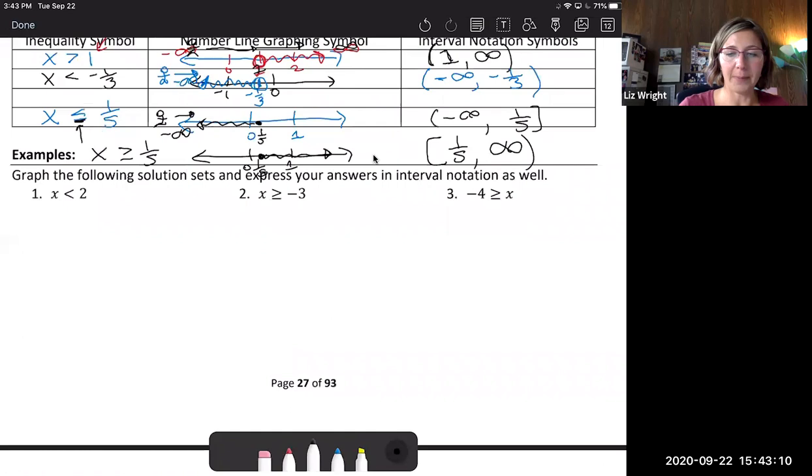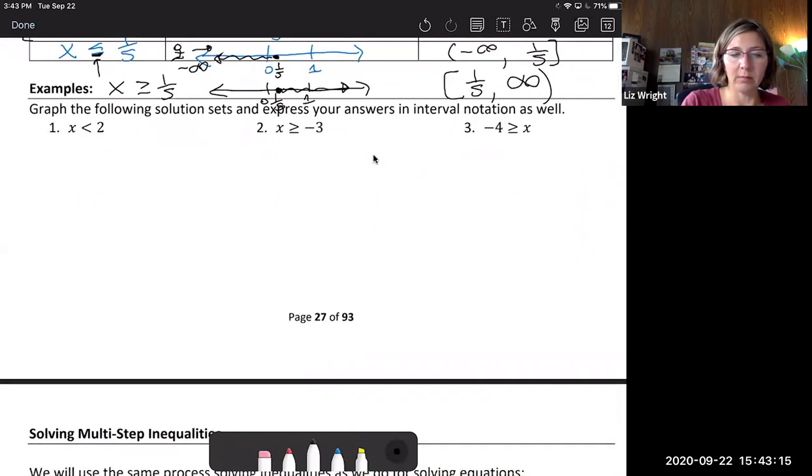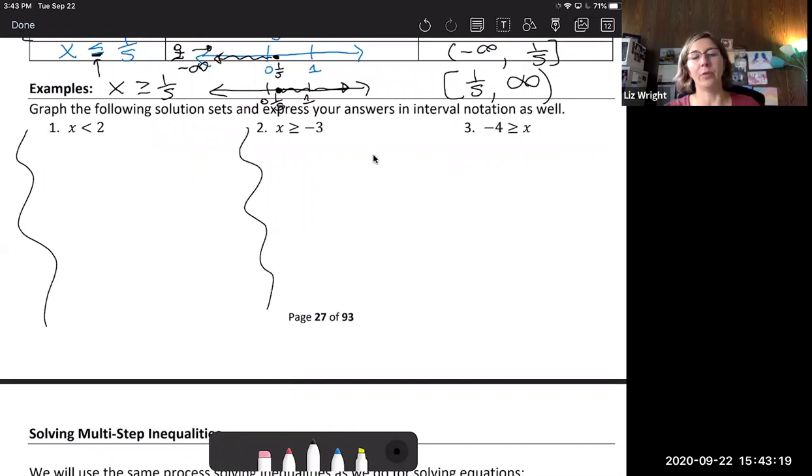All right, so what I would like for you to try is, having seen the examples up here, to try these. Try 1 and 2 on your own, and I'm going to do number 3 with you. And what I would encourage you to do for number 3 is flip it around first, and we're going to say x is less than or equal to -4. So flip it around, because honestly, I feel like if you leave the x over here, you end up graphing it the wrong way.